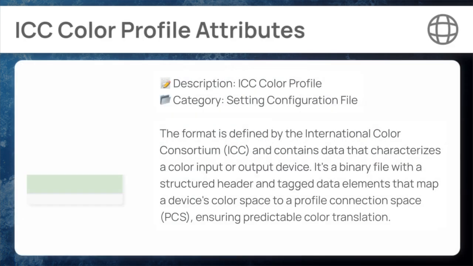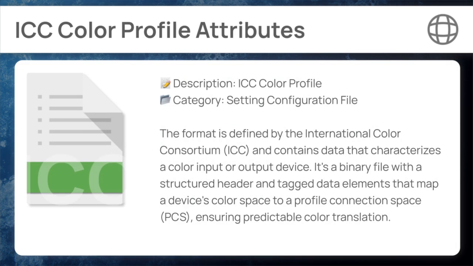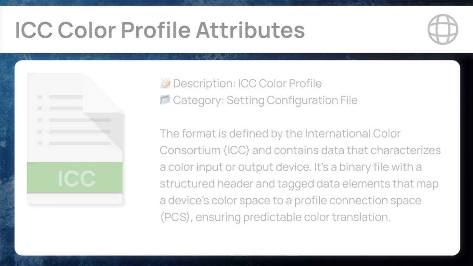The format is defined by the International Color Consortium, ICC, and contains data that characterizes a color input or output device. It's a binary file with a structured header and tagged data elements that map a device's color space to a profile connection space, PCS, ensuring predictable color translation.